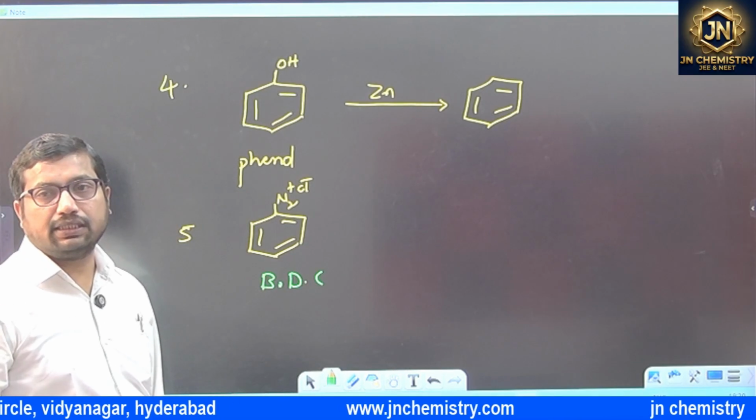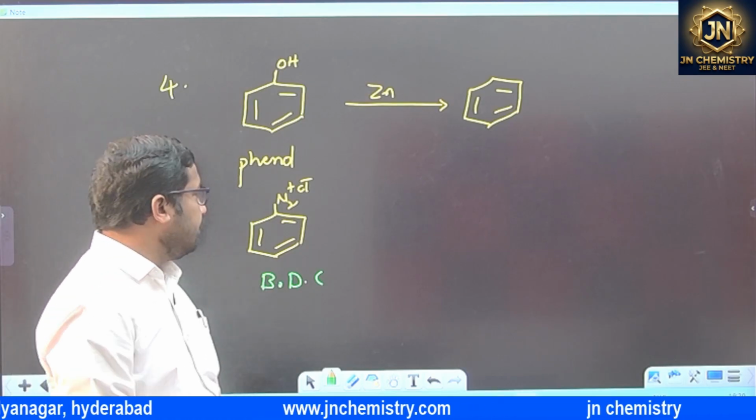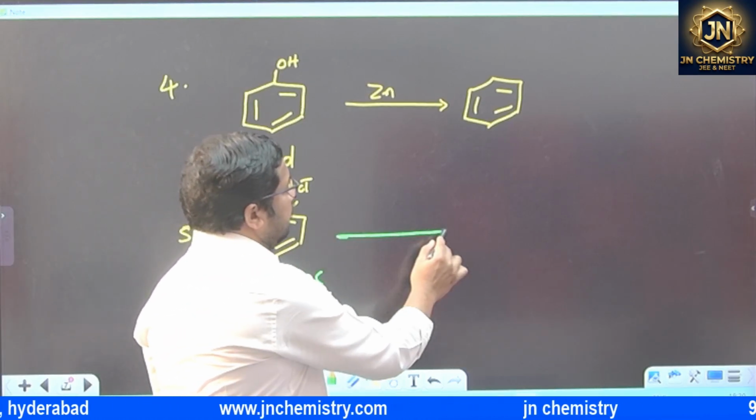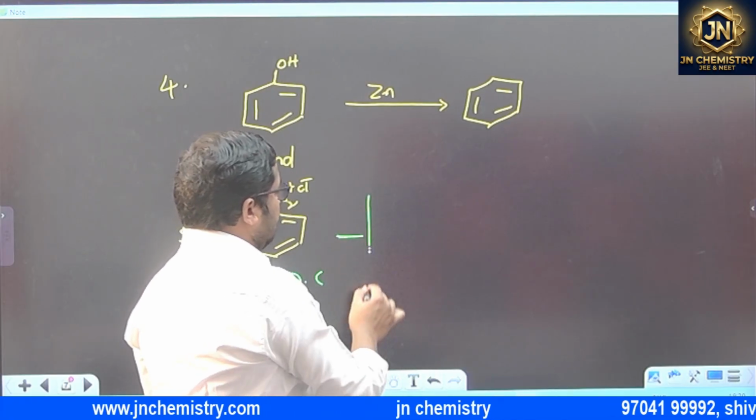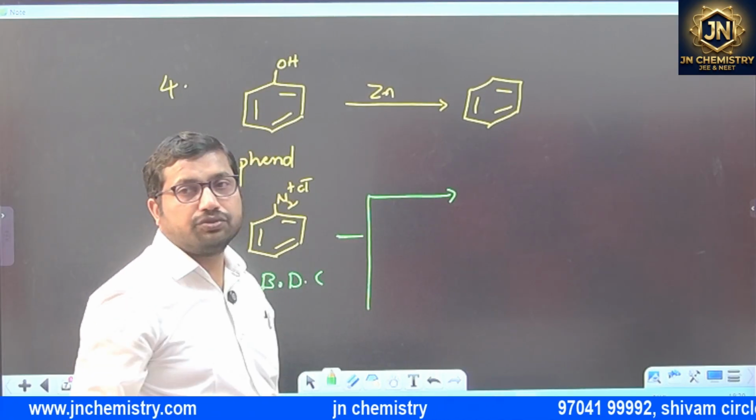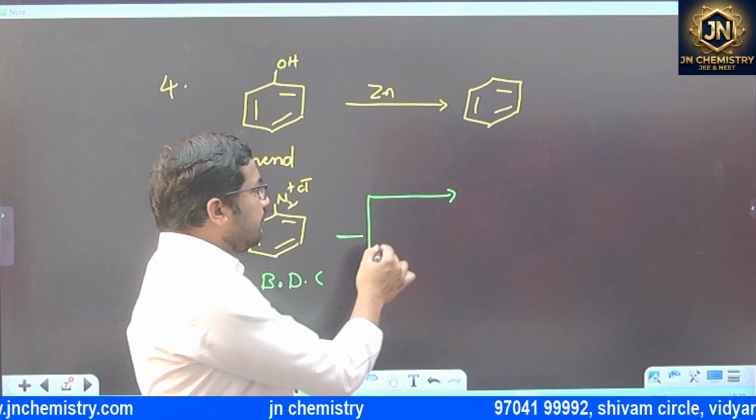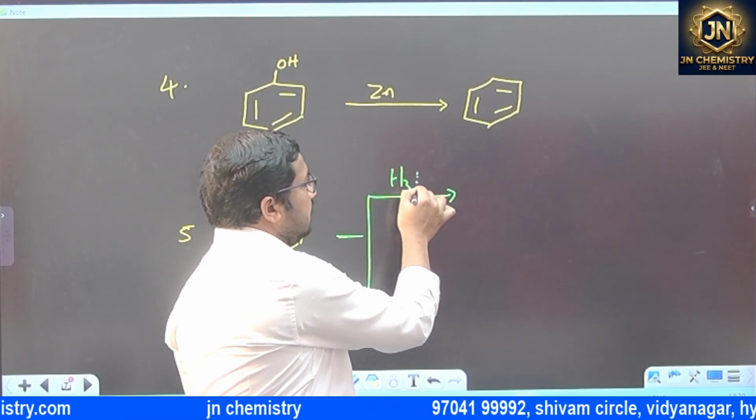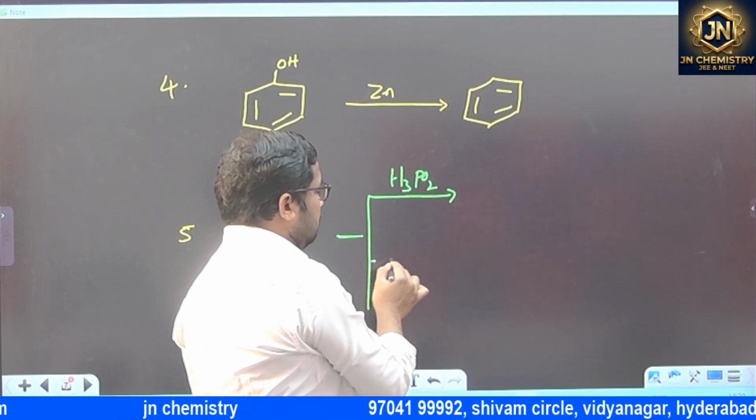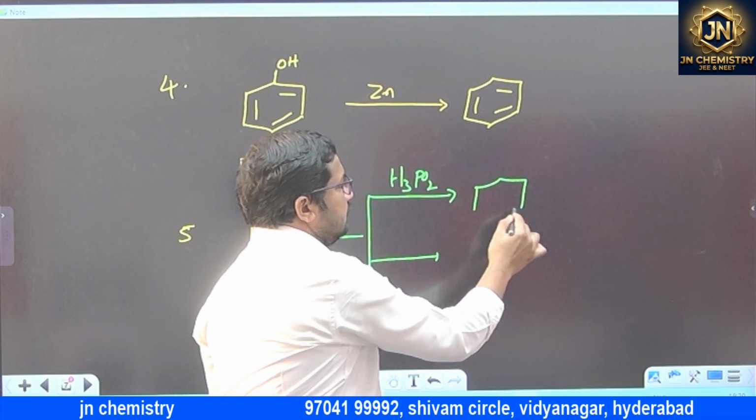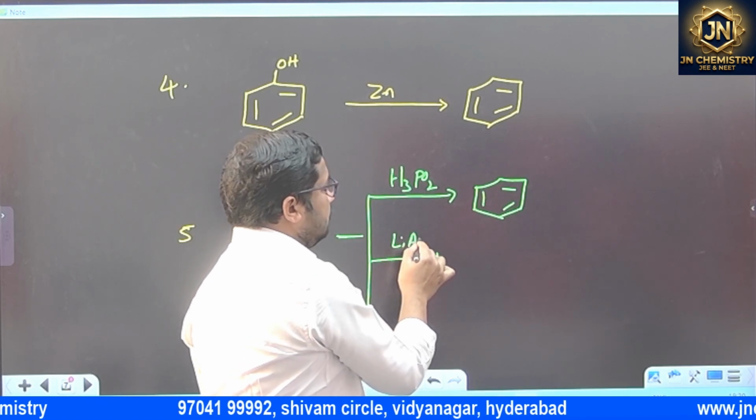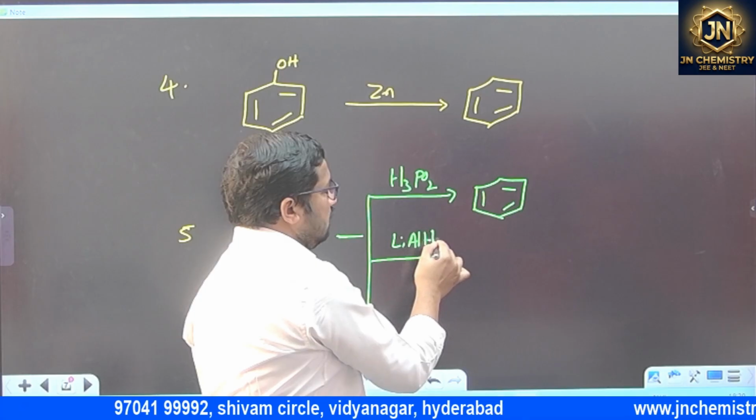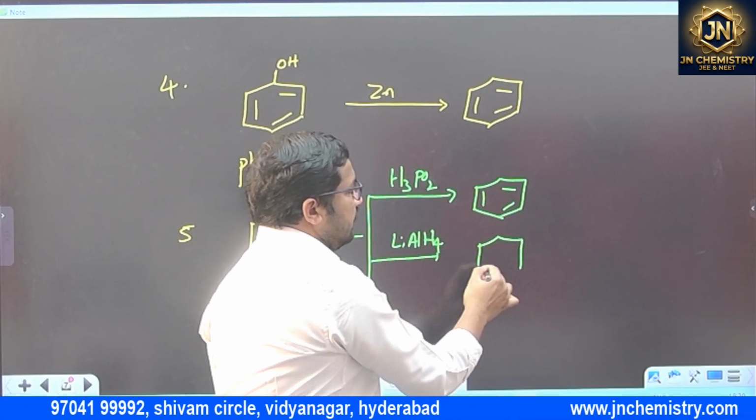BDC means benzene diazonium chloride salt. We can treat it in three ways. We can use H3PO2, okay, H3PO2 also will get benzene, or lithium aluminum hydride also will get benzene.